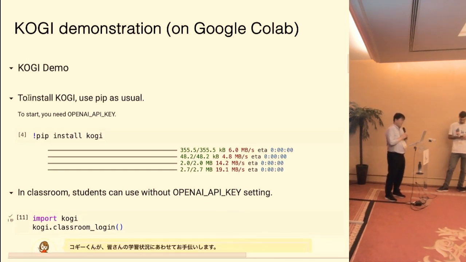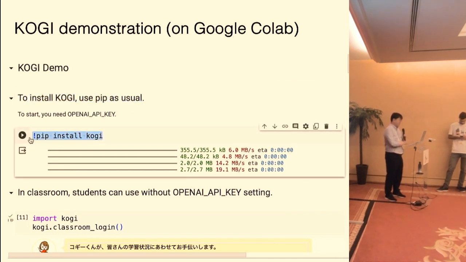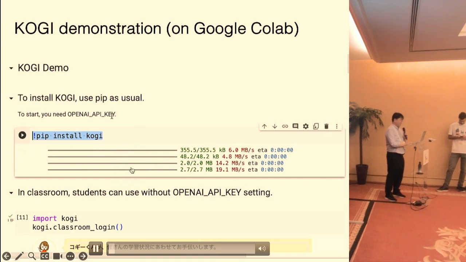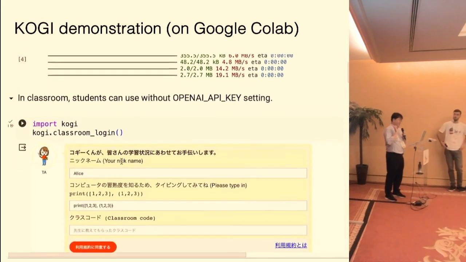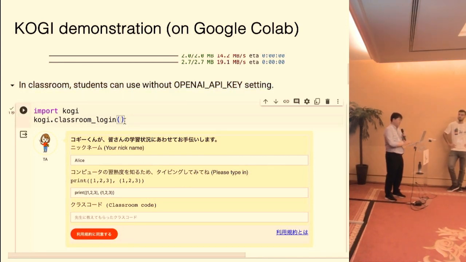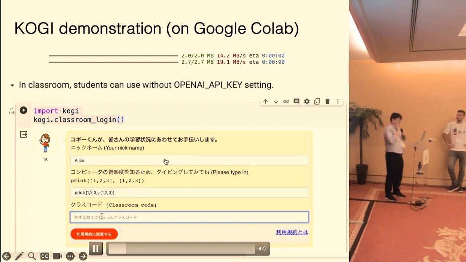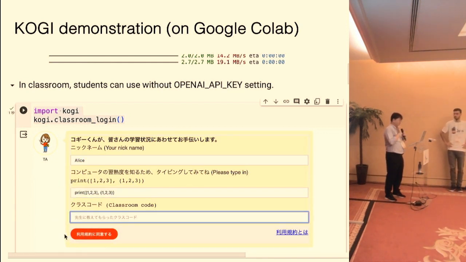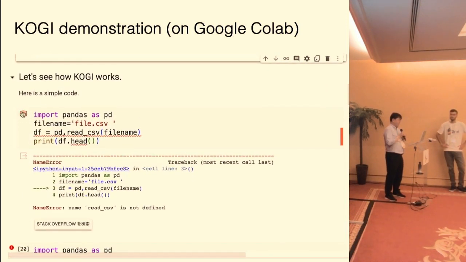To install KOGI, use pip as usual. And in this demonstration, we have already installed it. To start, you need an OpenAI API key. But in the classroom, students can use it without API key settings. Just call the KOGI classroom login function. They register with a secret classroom code, and students can start. Let's see how KOGI works.